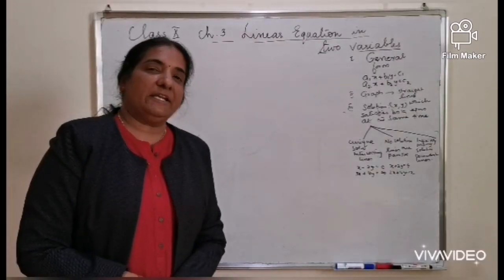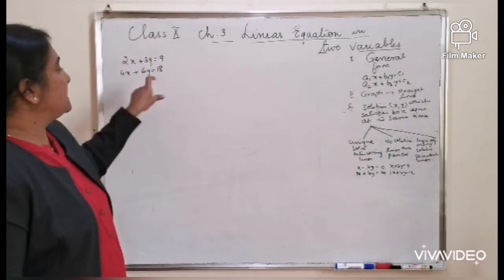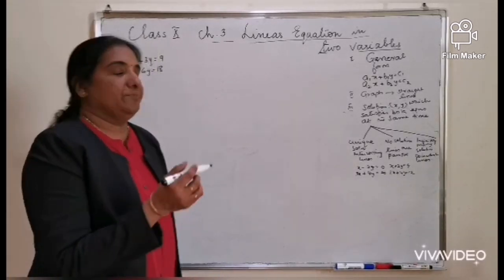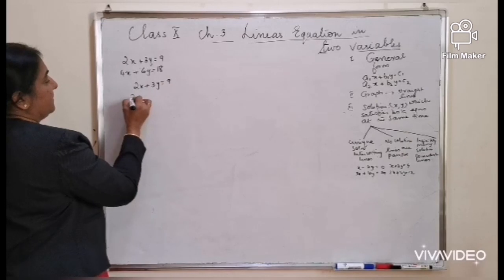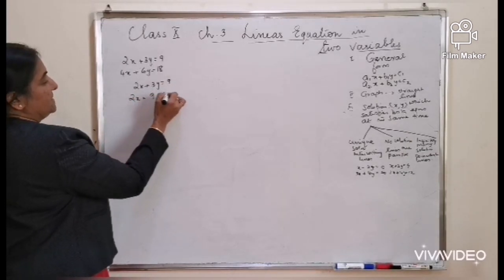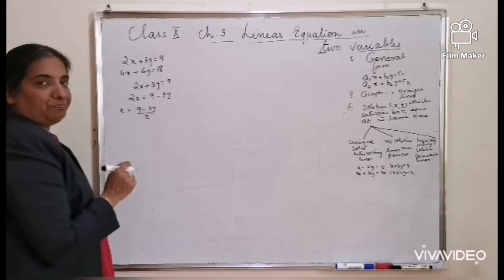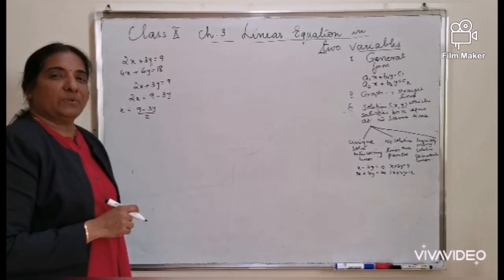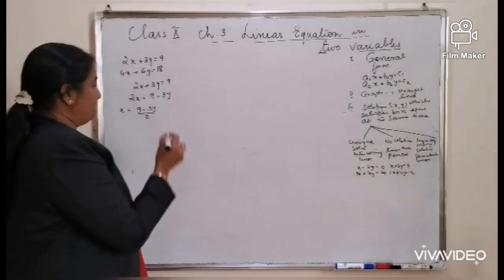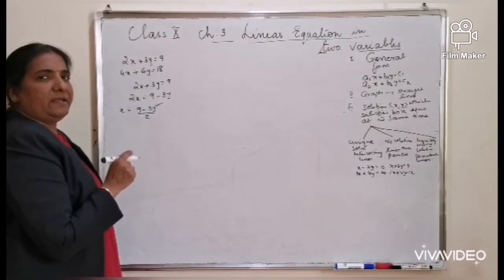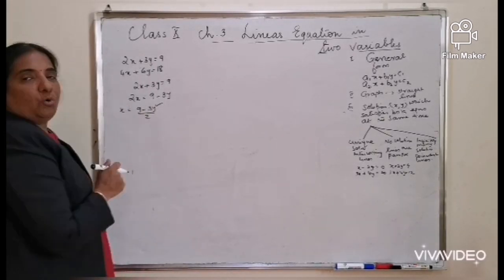Consider the third pair of linear equations. 2x plus 3y is equal to 9 and 4x plus 6y is equal to 18. 2x plus 3y is equal to 9, 2x is equal to 9 minus 3y, x is equal to 9 minus 3y by 2. By these calculations, you can learn the next topic also, the solution by graph. Take any value of y which gives you a whole number.